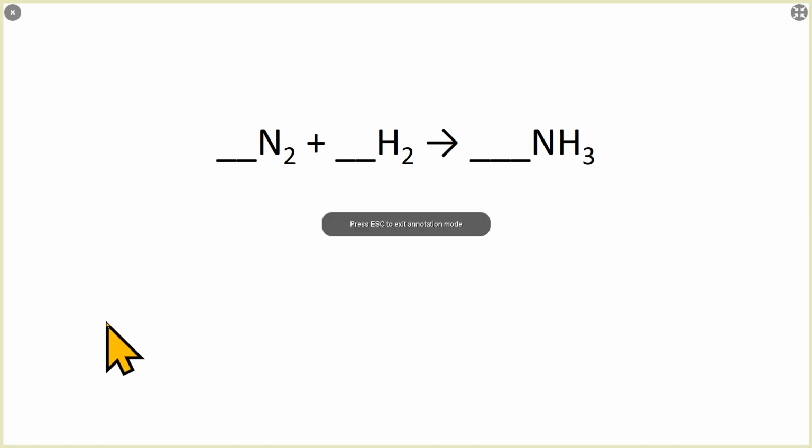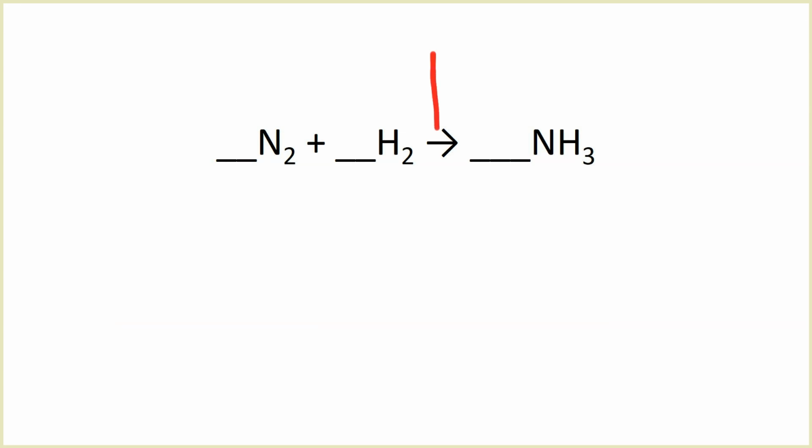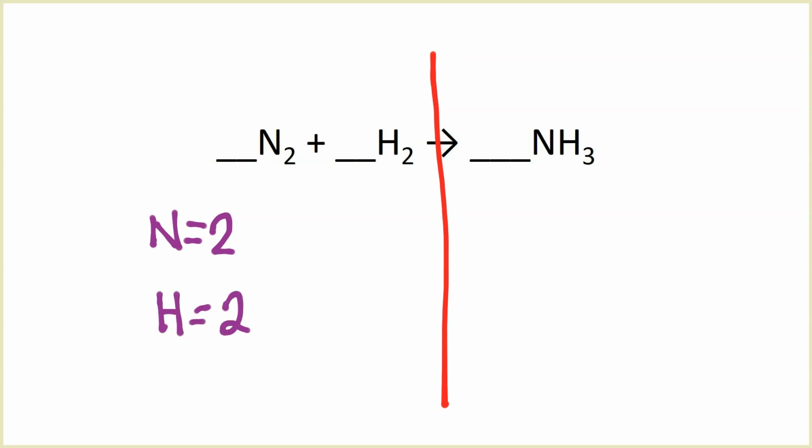If you look at this equation right here, how did we balance this? First of all, you draw a line in the middle. And then we listed down all the elements on the left and on the right. So on the left, we got N, then there's two N's there. On H, you got two H's there. And on the right, you got N equals 1, and then H equals 3.